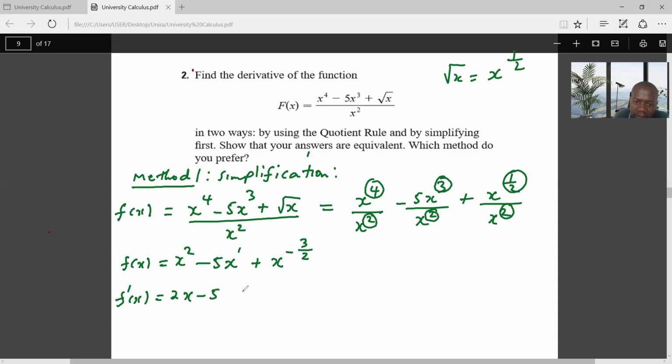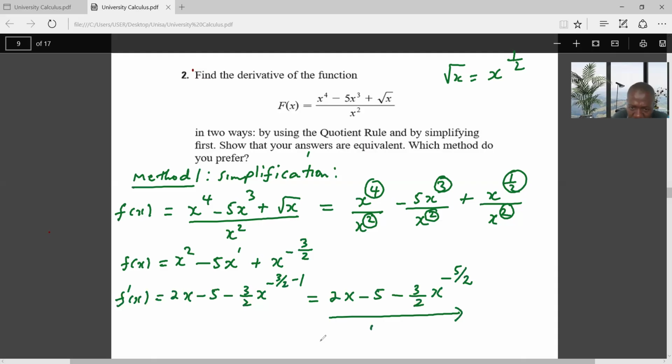Bring down minus 3 over 2, x to the power minus 3 over 2 minus 1. And this will give us 2x to the power minus 5, minus 3 over 2 x to the power minus 5 over 2. We can either leave the answer in this way, or we can write it in standard form. Obviously, if you are writing it, this will be 2x to the power minus 5 minus 3 over 2 to the exponent of x to the exponent 5 over 2.